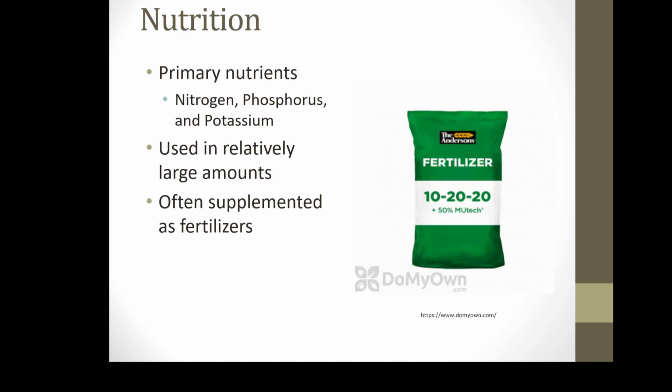So the primary nutrients are nitrogen, phosphorus, and potassium, and all fertilizer bags have to have these numbers on the bag. And so we have 10, 20, 20, so that means we've got 10% nitrogen, 20% phosphorus, and 20% potassium. These primary nutrients are used in relatively large amounts, and they're often supplemented as fertilizers, and in some cases not necessary.